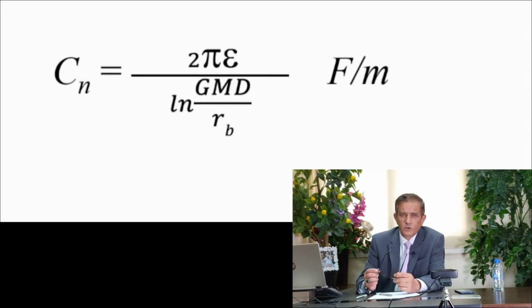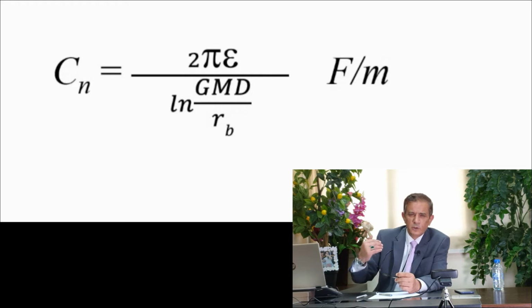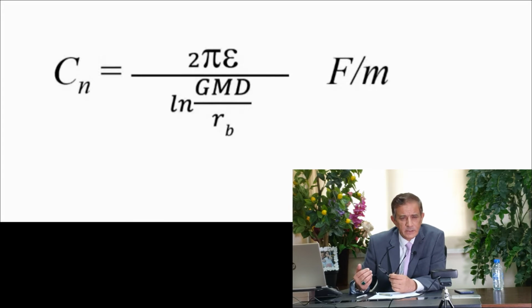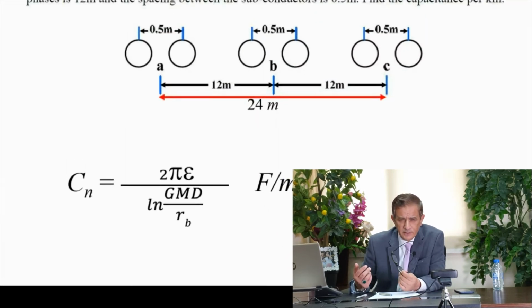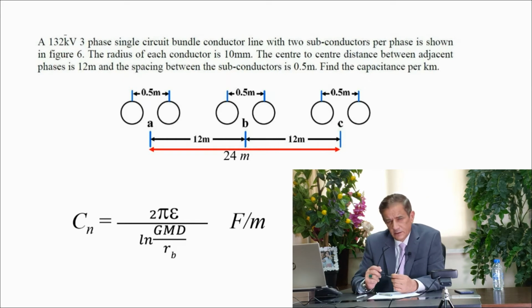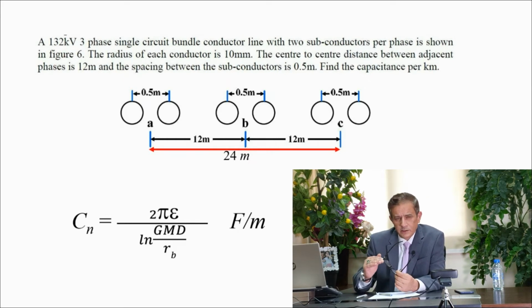I put it RB because it's capacitance. To remember that I will use R, not R dash. But in its principle, even if you put GMR, it's correct. If you remember that, you will be using R, not R dash. Principle is correct. Geometrical mean distance or geometrical mean radius. This is a simple formula. As an example, we are looking for GMD and GMR, or here RB, the radius of the bundle.